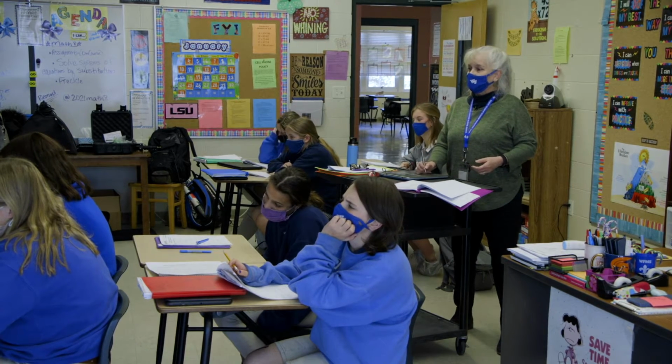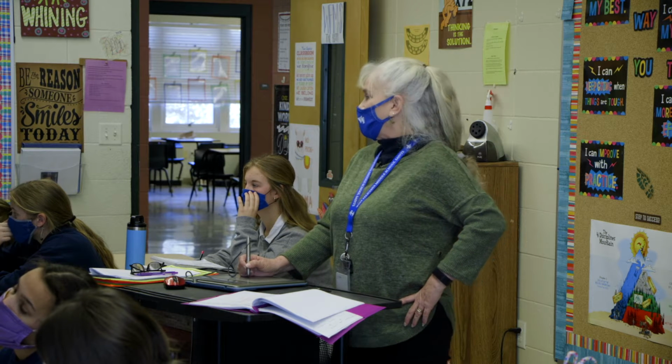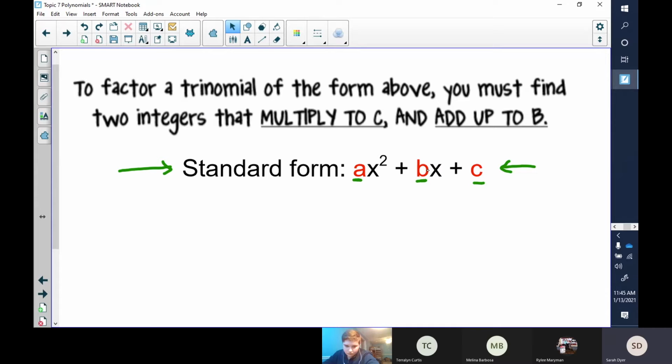So the first thing I want us to make sure that we remember is standard form. And this is what standard form looks like: ax squared plus bx plus c. Please notice a is the coefficient of the quadratic. B is the coefficient of the linear variable, which has an exponent of 1. And c is the constant.